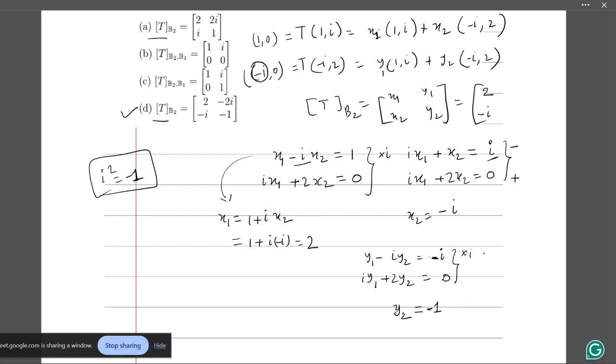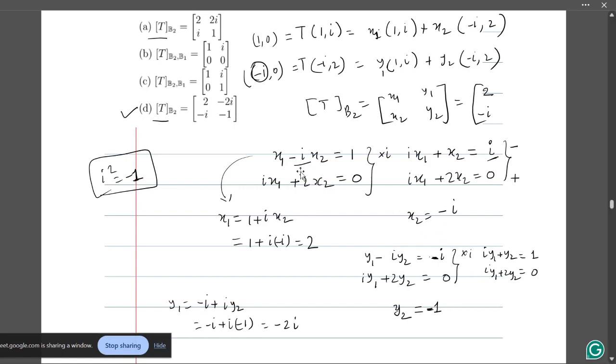Okay, let's say we want to calculate it. i Y1 plus Y2 is equal to 1 here, and i Y1 plus 2 Y2 is equal to 0. Now you want to subtract: Y2 is equal to minus 1. So Y2 is equal to minus 1, then Y1 is equal to minus i plus i Y2. This will become minus i plus i Y2, which is equal to minus 1, so this is minus 2. So this option is correct.